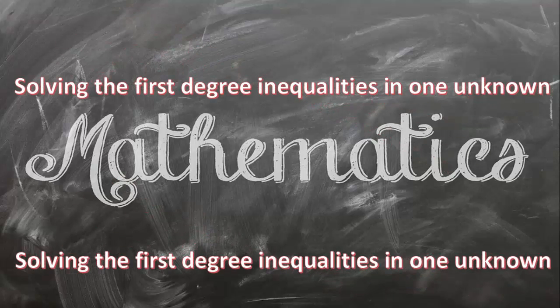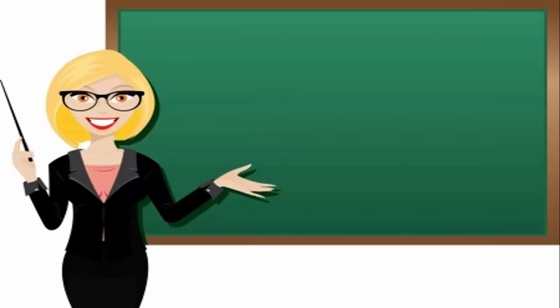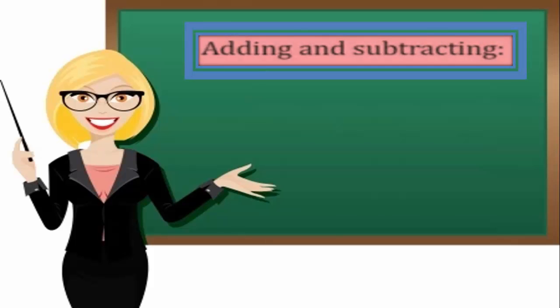Solving the first-degree inequalities in one unknown. Properties of the inequality in N and Z. Number 1. Adding and subtracting.